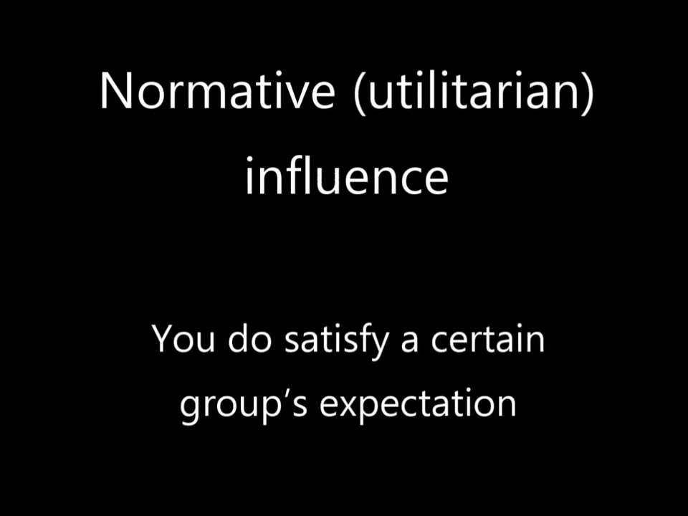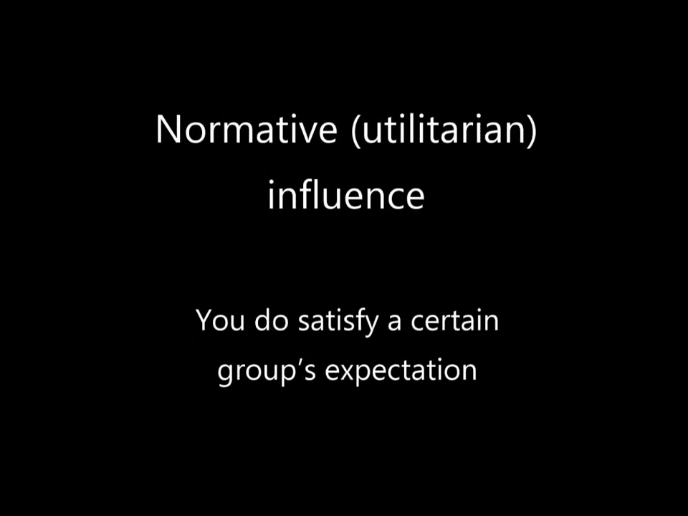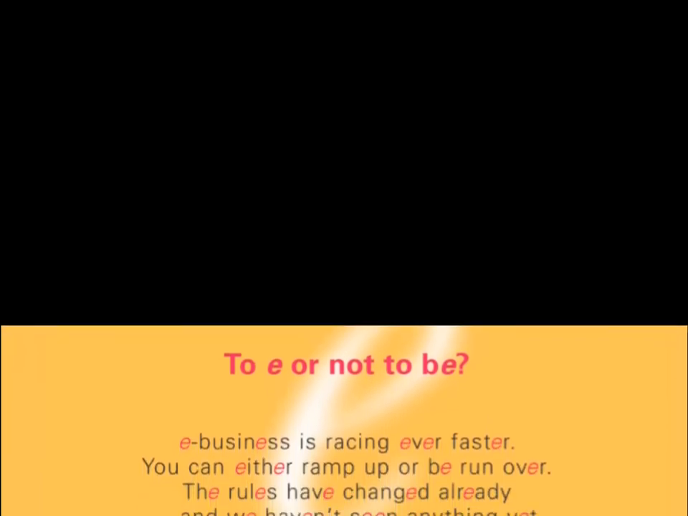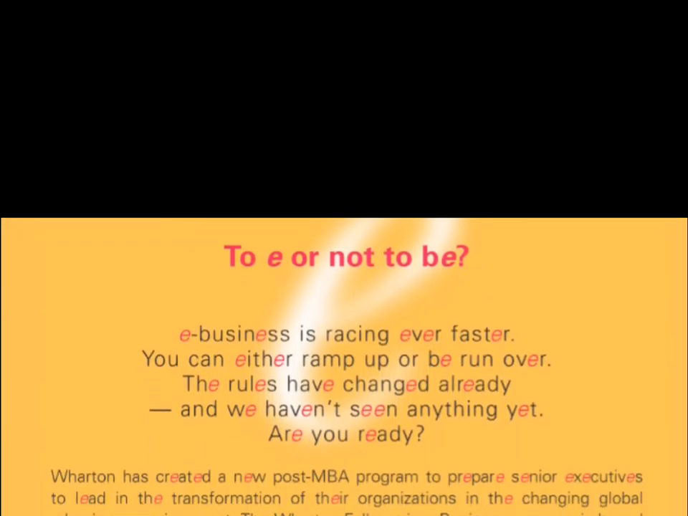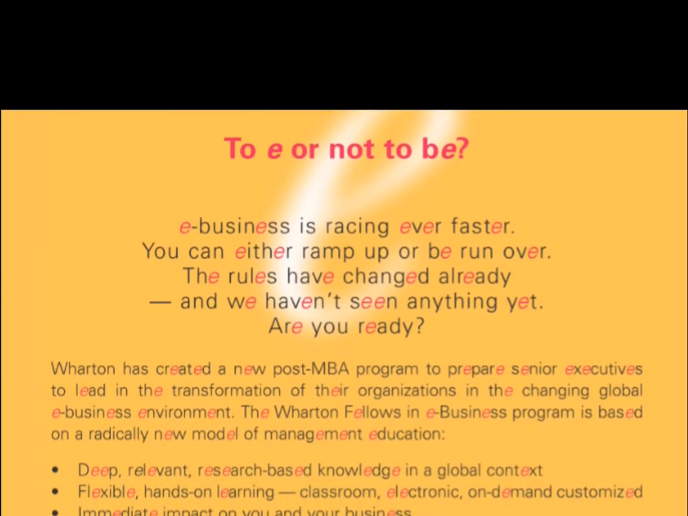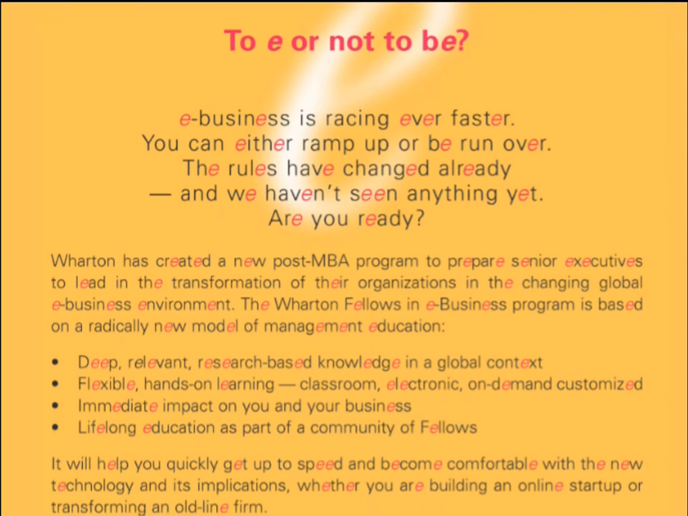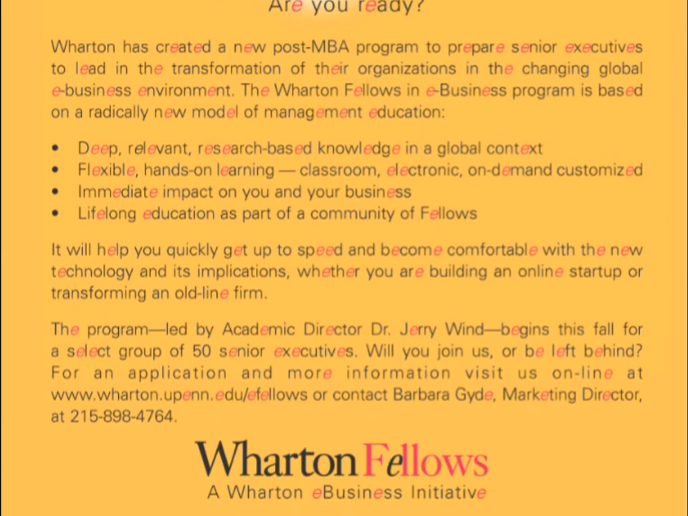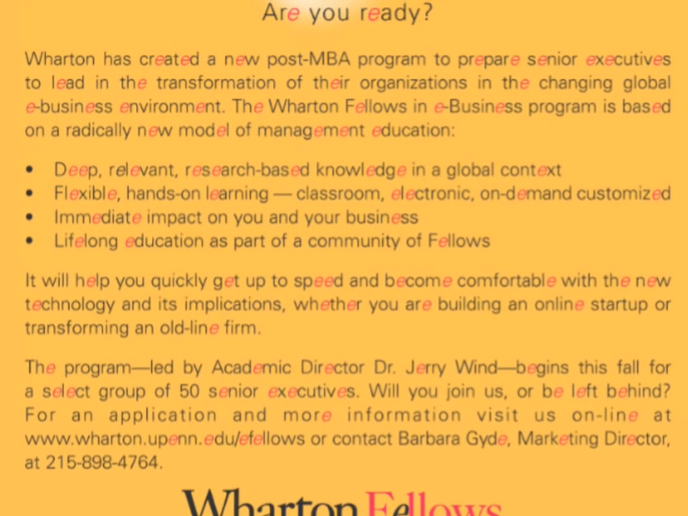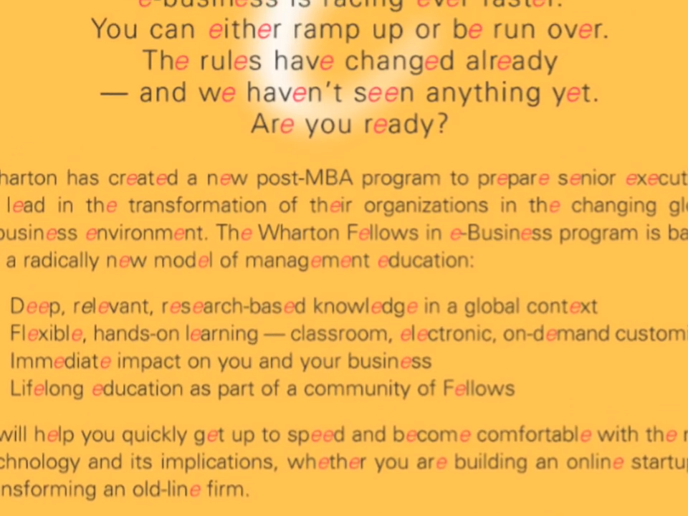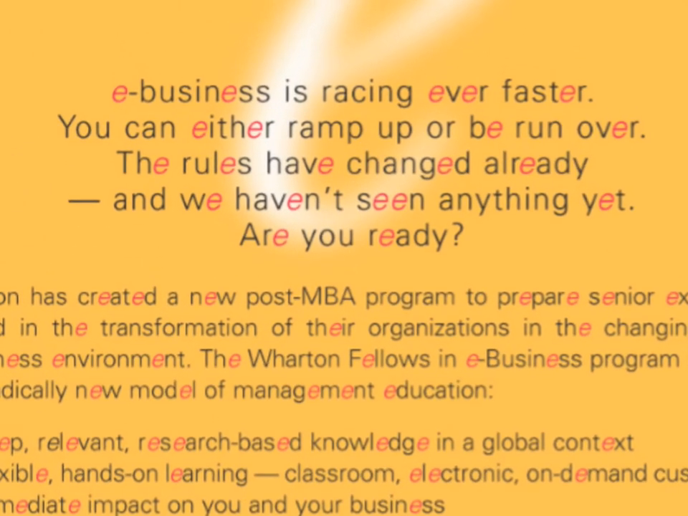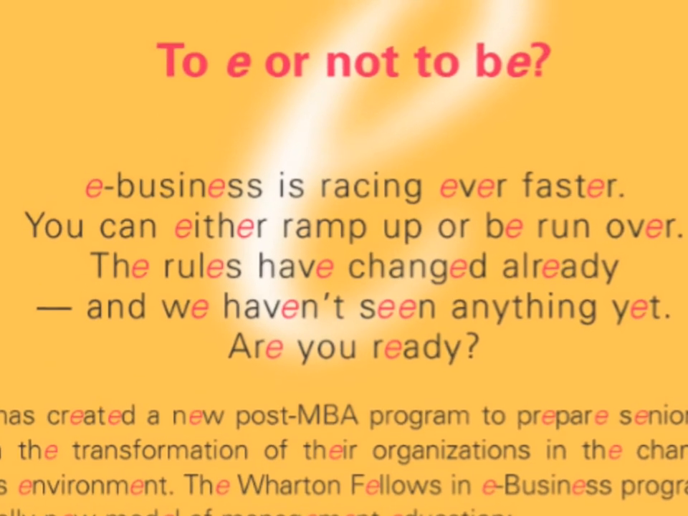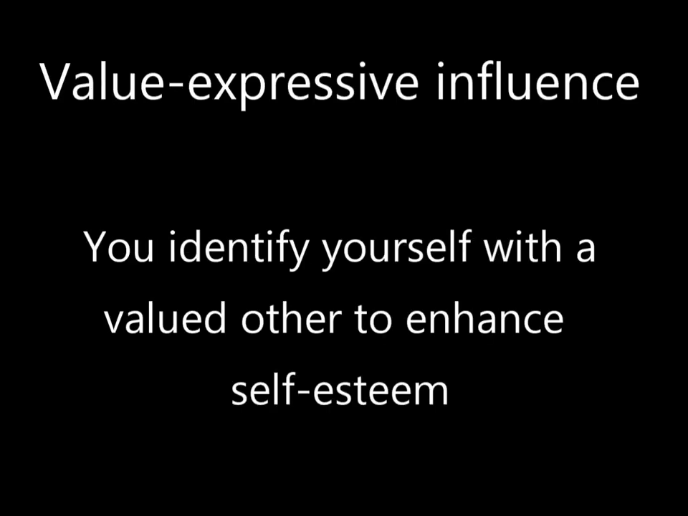Normative influence is when an individual wants to satisfy a certain group's expectations to get acceptance. It also occurs when an individual fulfills others' expectations in order to avoid getting judged. For example, Wharton, shown below, is targeted at executives: ramp up or be run over, join us or be left behind. That sort of situation.